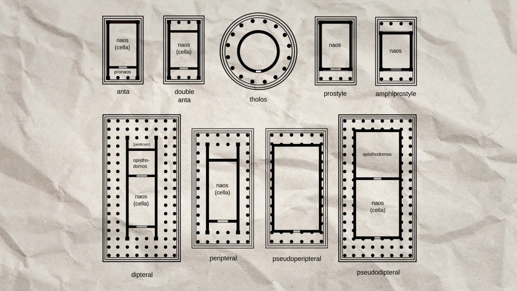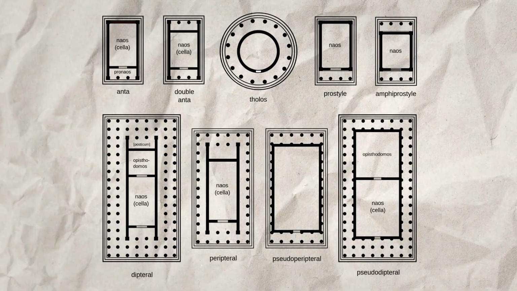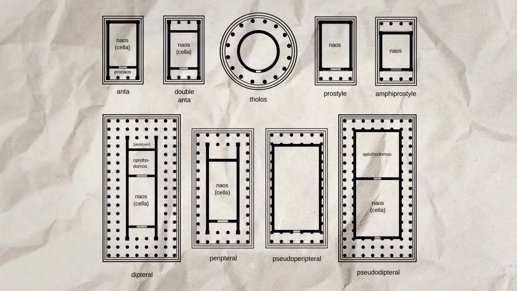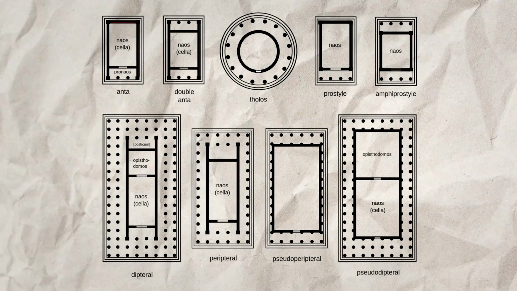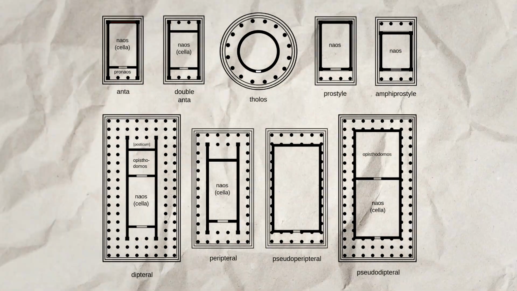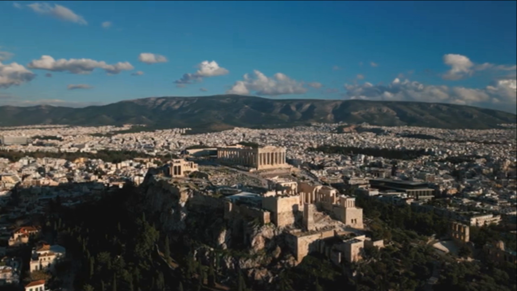And here are some of the Greek temple floor plans. They strive a lot for symmetry in their design. And yeah, that's pretty much it. So now you can tell what makes Greek architecture fashionable.